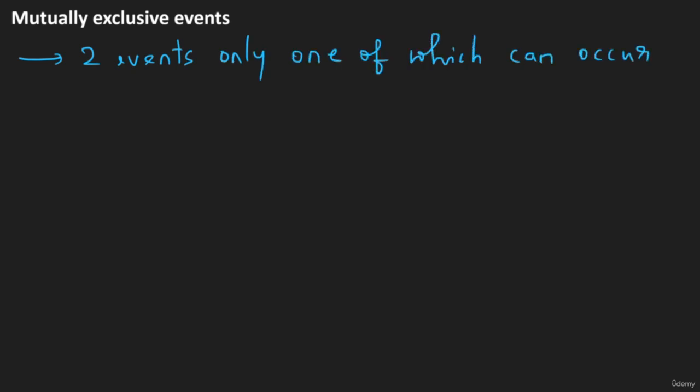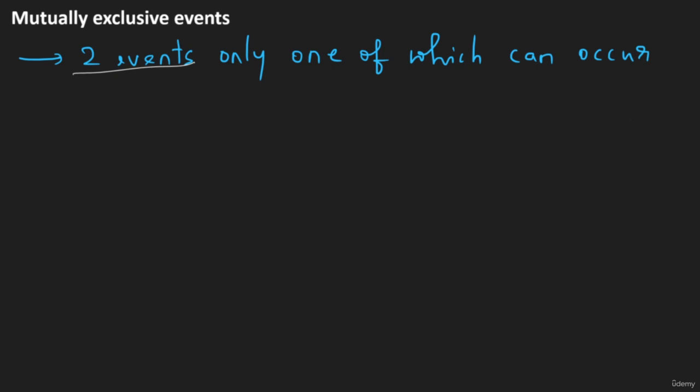In this video, let's discuss mutually exclusive events. So what are mutually exclusive events? If you have two events, only one of which can occur, then these two events are mutually exclusive.